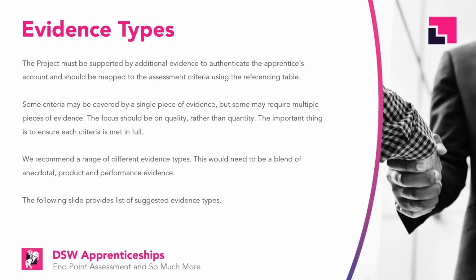A piece of evidence might be a single document, or it may be a folder containing a number of documents which link together. The project evidence should be a combination of anecdotal, performance and product evidence. More information on evidence types can be found in the toolkit. We'll go now on to types of evidence.